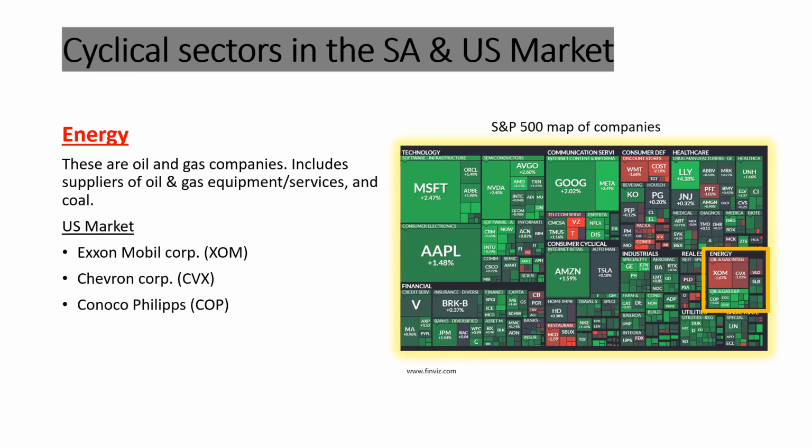Next is energy. These are oil and gas companies. It includes suppliers of oil and gas equipment and services and coal. In the US market, it's companies like Exxon, Chevron, Conoco. And you can see in the S&P 500 map of companies that are listed over here.